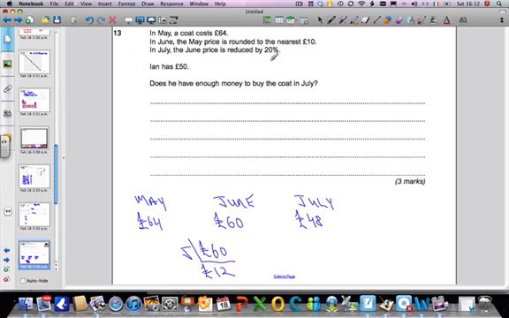As I said, lots of different ways of working out what 20% is. You can choose your own method. So the July price is 48. So yes, he does have enough money.